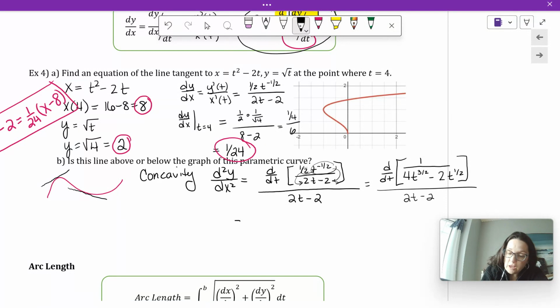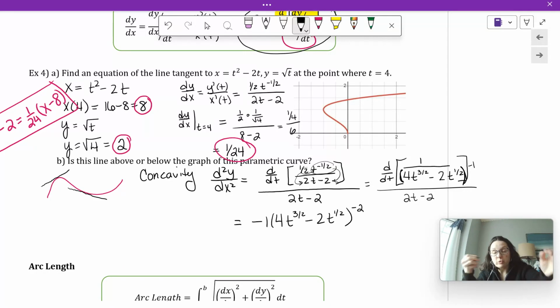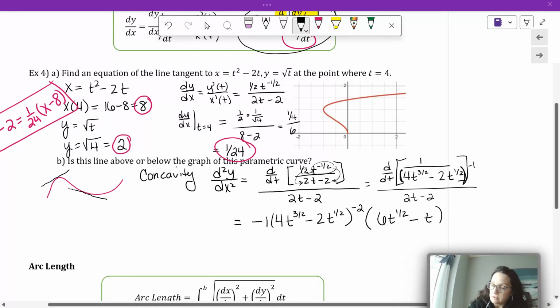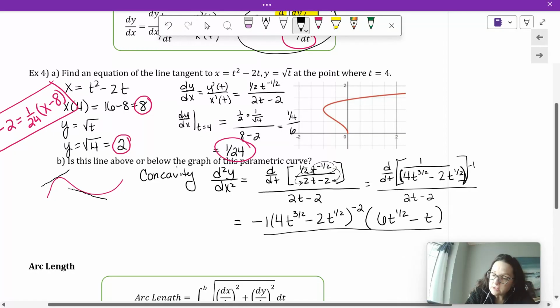And so if I take that derivative on top, I am going to think of it as a chain rule. I'm going to think of it as the bottom raised to the -1 power. So I'm going to do chain rule. -1, 4t to the 3/2 minus 2t to the 1/2, to the -2. Bring down the power, reduce it by 1. Multiply by the derivative of the inside, which is going to be 6t to the 1/2 minus t. And I still have a 2t minus 2 down here.